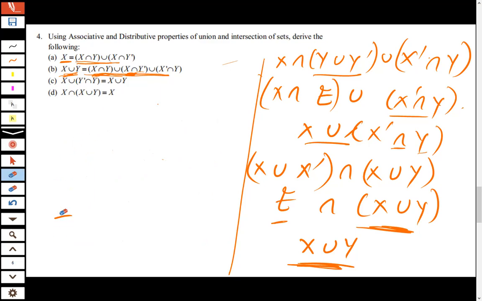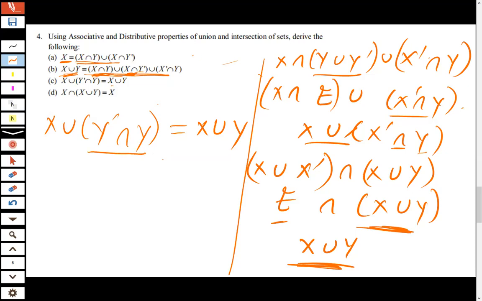So the other question is simply that they want us to prove that (X union Y complement) intersection Y is the same as X union Y. They want us to prove that this is equal to that. So let us take the left-hand side. We're not even supposed to distribute. What is Y complement intersection Y?